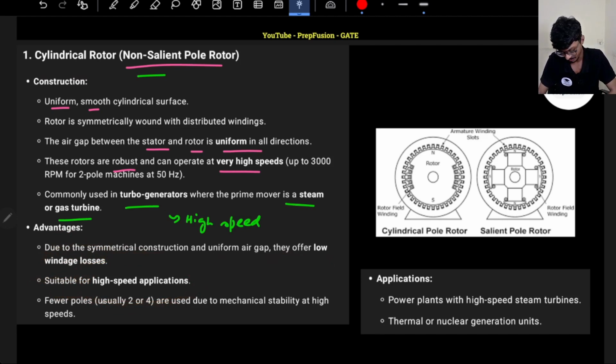As I have mentioned, the number of poles will be lower. So it is used in steam power plants, or thermal or nuclear generation plants. Mostly it is used in steam power plants. Always in steam power plants we are using non-salient pole rotors. In power plants we use synchronous generators only, but there can be two types, one salient, one non-salient. So in steam power plants we will use non-salient pole rotors.